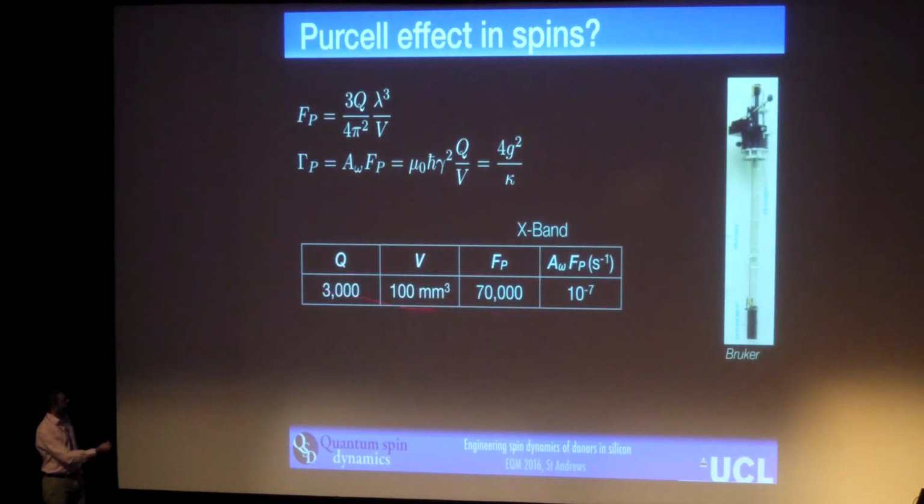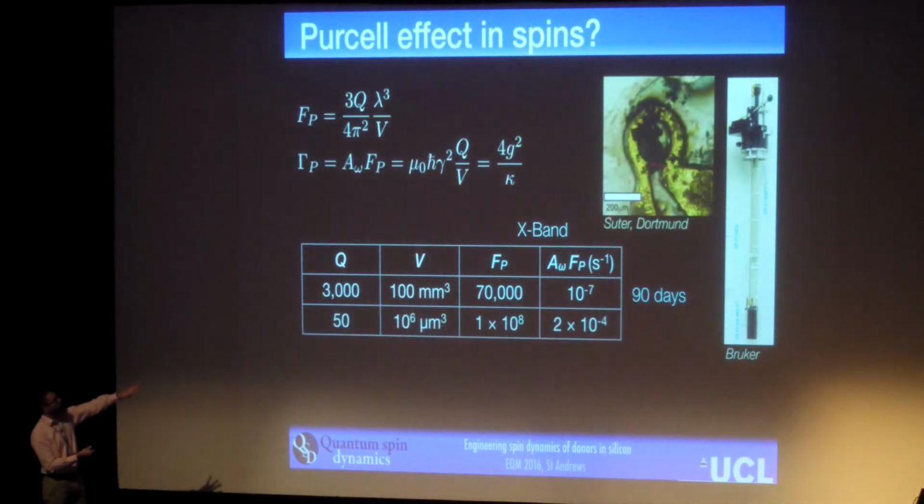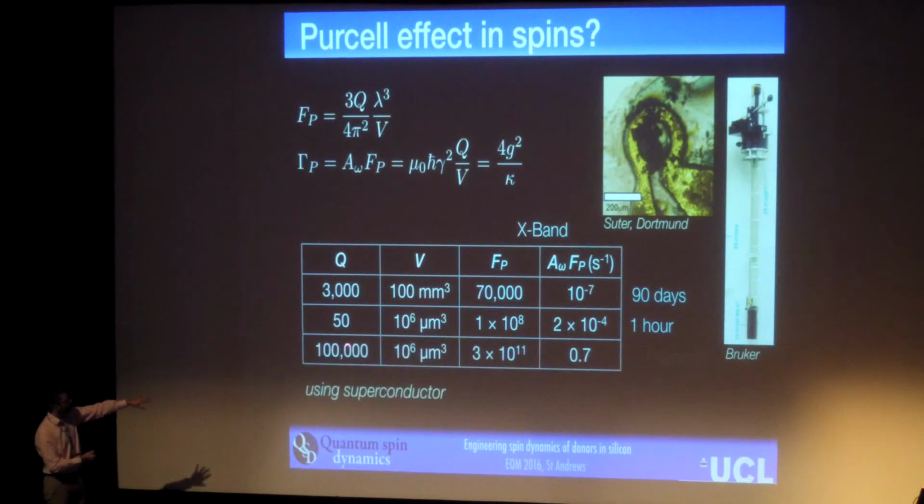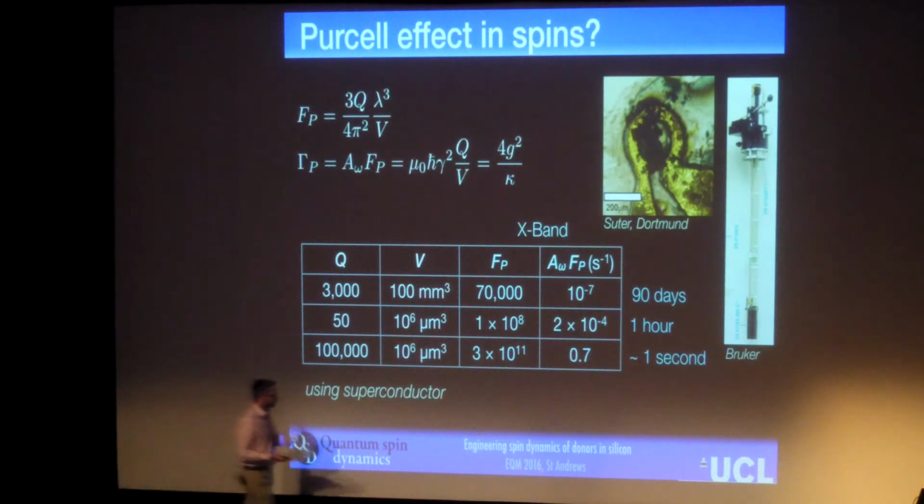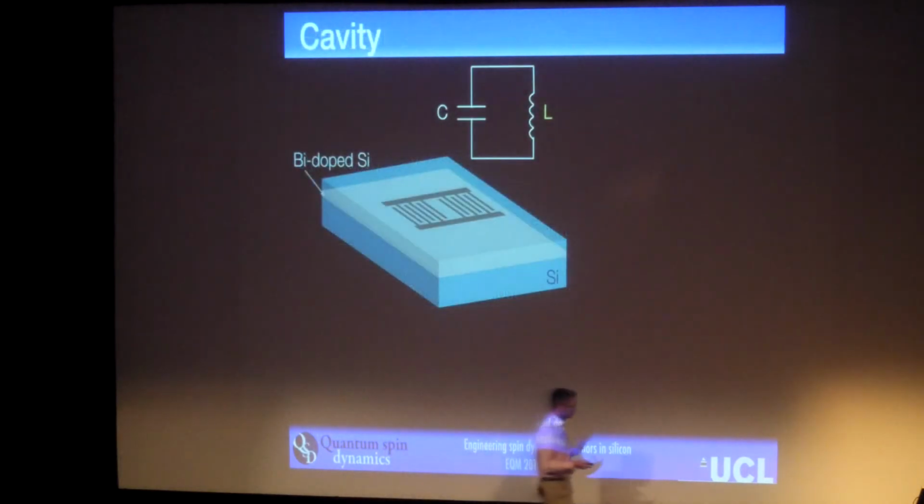So to give some numbers there, if we use a typical commercial ESR cavity with the Q and the mode volume that it has, we can get the Purcell spontaneous emission time down to 90 days. By shrinking the cavities down using these gold micro resonators, that falls down to about an hour. And then if you can use a superconductor to get Qs of 100,000 and keep the mode volume small, you might hope to get this cavity-enhanced relaxation time all the way down to a second, which should compare well with that of donors in silicon.